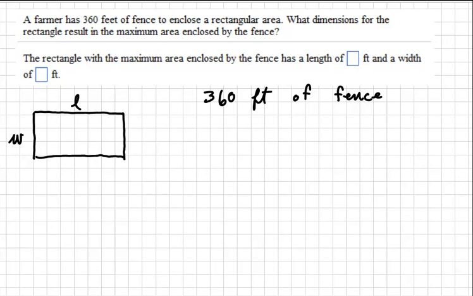So when you're looking at this, and they say 360 feet of fence, they're talking about the perimeter. So the distance along all four edges here, right? That's going to take up 360 feet. So we can set up a little equation for that. We know that twice the length plus twice the width equals the perimeter. So 2L plus 2W equals 360.